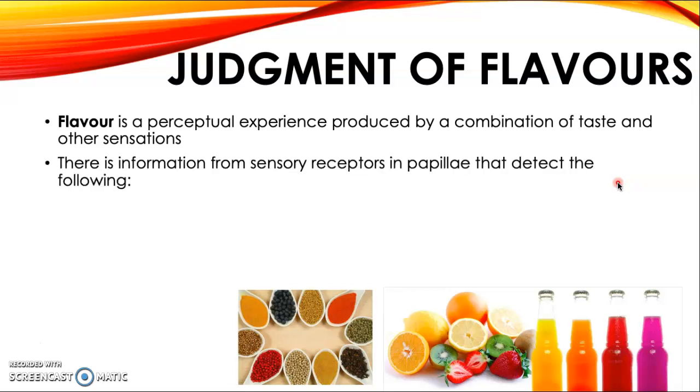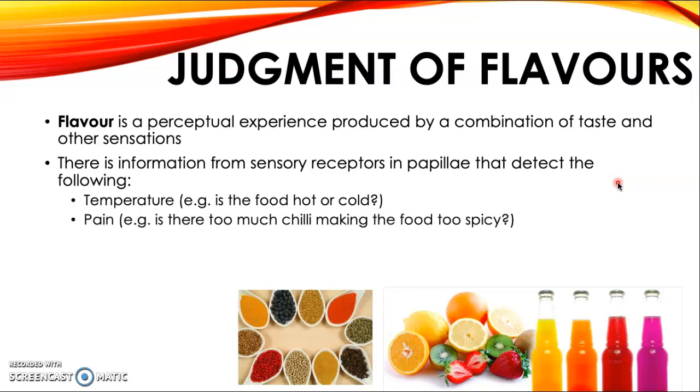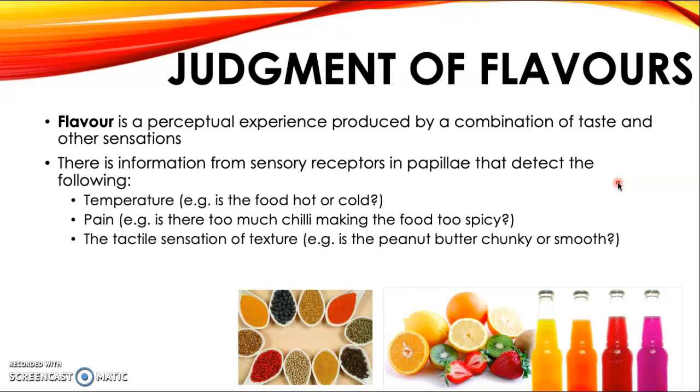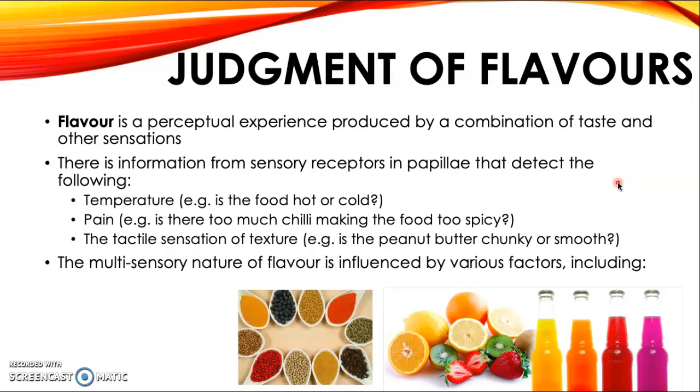So this information comes from sensory receptors in papillae that detect the following. We have other sensory receptors in those tiny little bumps on our tongue. They will detect temperature if the food is too hot or cold, pain, so for example chili in your food making it spicy, the tactile sensation of texture, so is the peanut butter chunky or smooth?